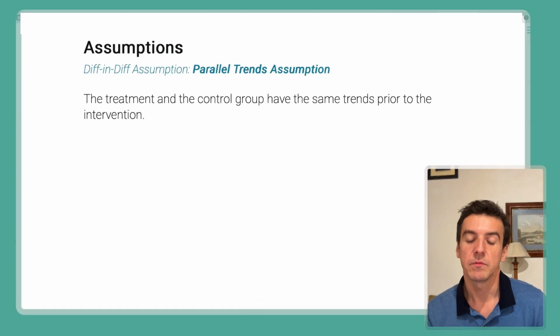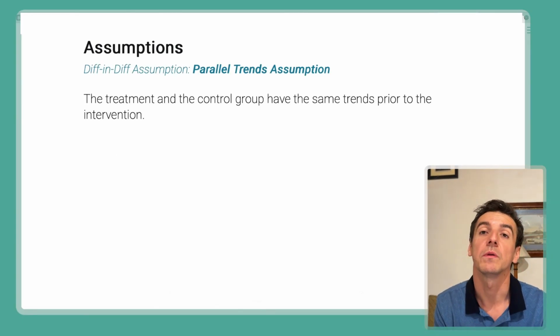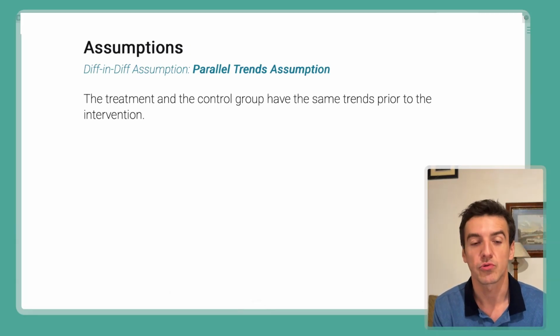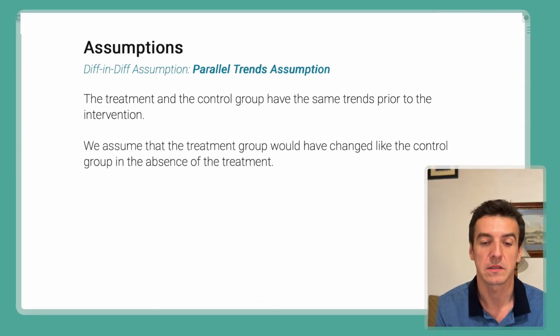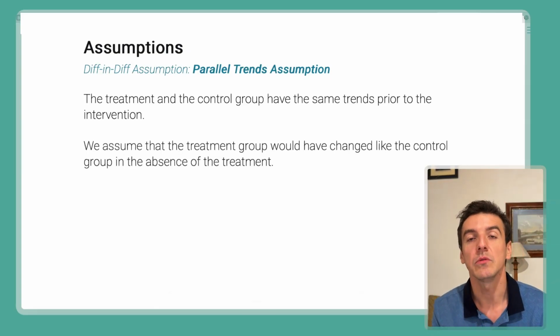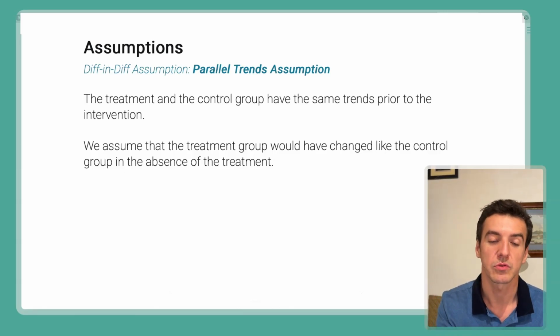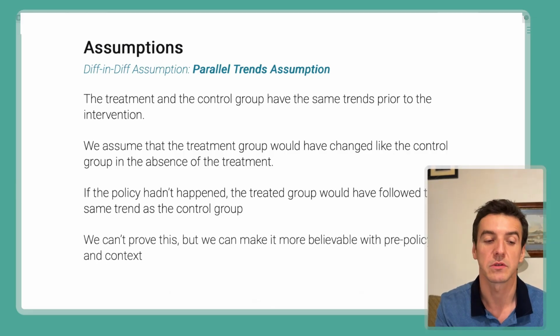So one of the most important assumptions behind differences in differences is what is called the parallel trends assumption. The treatment and the control group have to have the same trends prior to the intervention itself. So we assume that if it hadn't been for the intervention, the treatment group would have followed a similar trajectory to the control group. We assume that the treatment group would have changed like the control group in the absence of the treatment.